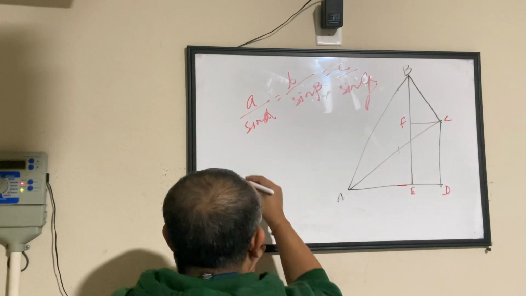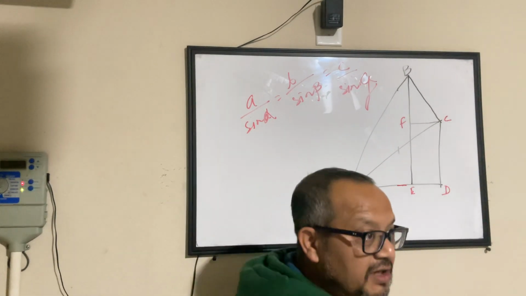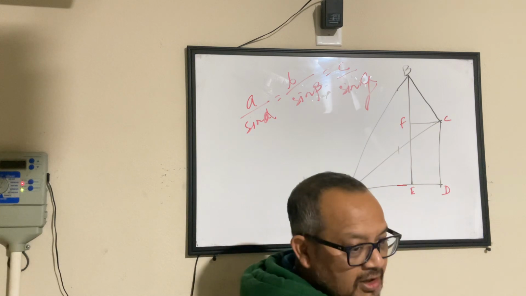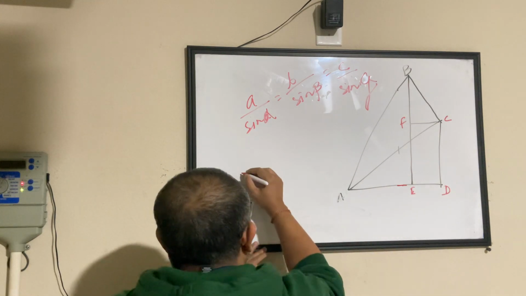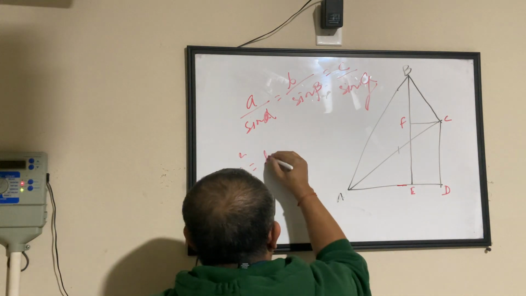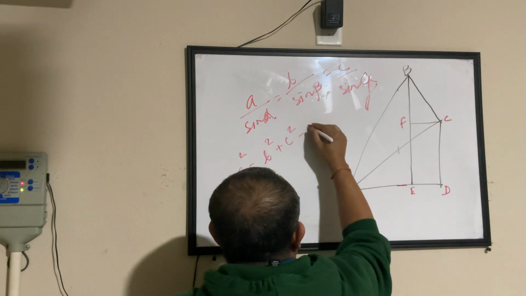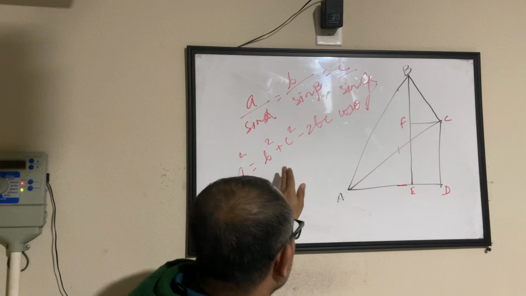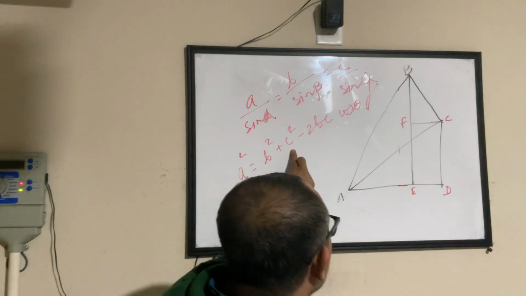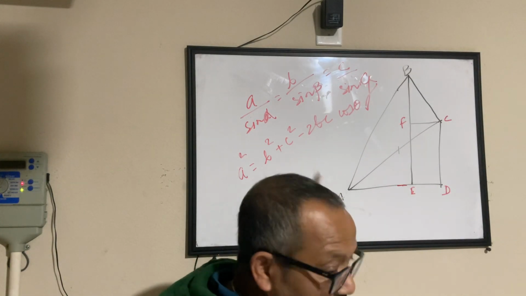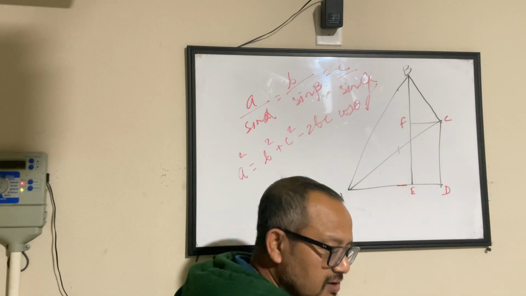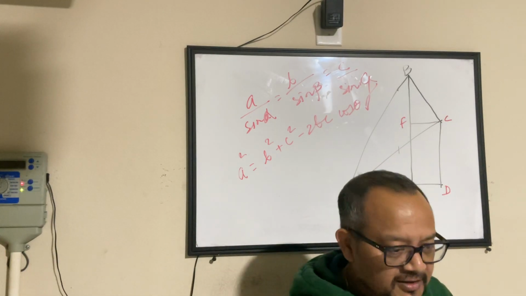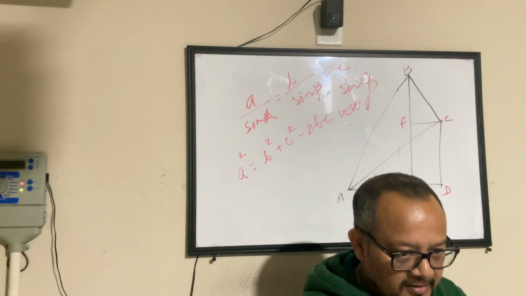Then we learned the law of cosine, when you know two of the sides and one of the angles, and then how do you find the other dimension? That is where we learned a square equals b square plus c square minus 2bc cos theta, where b and c are the known sides and theta is the angle between the two sides. Do you guys vaguely recall that? Yes, sir. Okay.